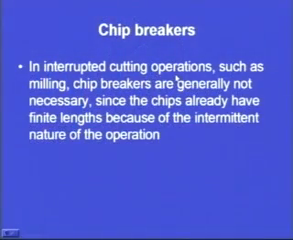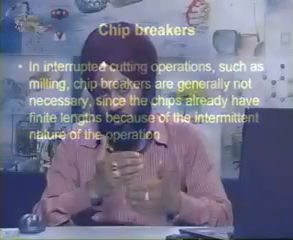Moreover, in case of interrupted cutting operations, what are these interrupted cutting operations? These are, for example, milling. In interrupted cutting operations such as milling, chip breakers are generally not necessary, since the chips already have finite length. The chips formed in milling operation have finite lengths because of the intermittent nature of the operation. It is not a continuous operation, it is an intermittent type of operation, so while we use milling operation, we need not provide a chip breaker.